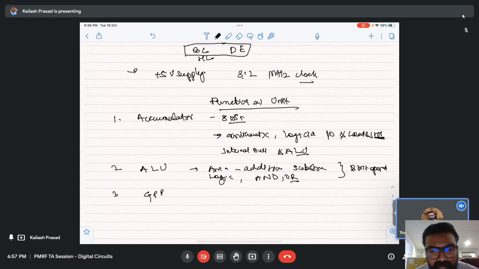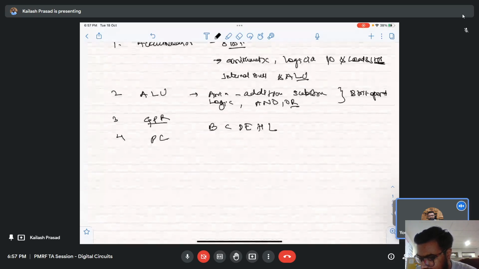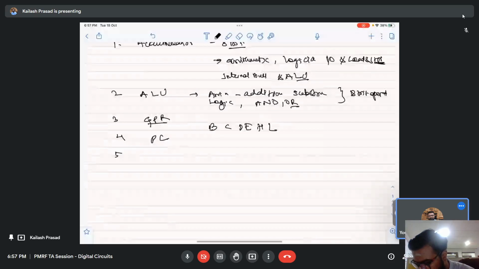We have the GPR, general purpose registers, and there are 6: B, C, D, E, H, and L, and they are in pairs: B-C, D-E, and H-L pairs, right? Program counter we have already discussed. We have PC, right? And then we have the fifth one, the SP, that is called the stack pointer, right?